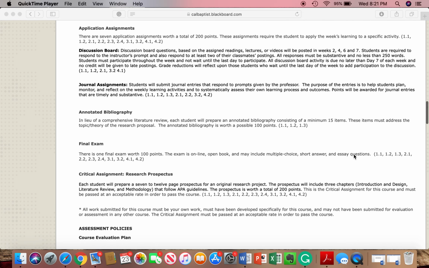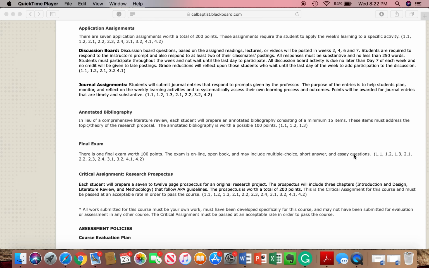And then we have the critical assignment, which is this research prospectus, and I'm going to make an additional video that is going to be entirely on the research prospectus and this critical assignment. I'll have that coming out in the next few days, and it'll give a good understanding of what our critical assignment is all about and how this research prospectus works.